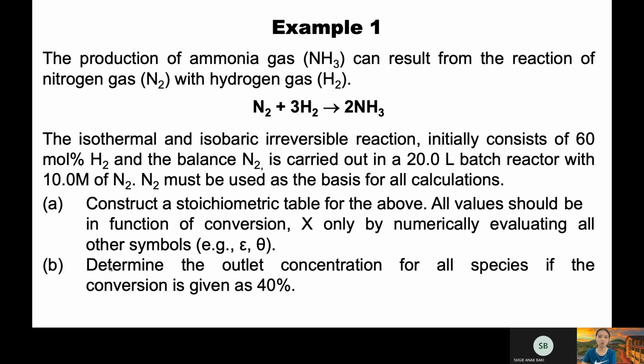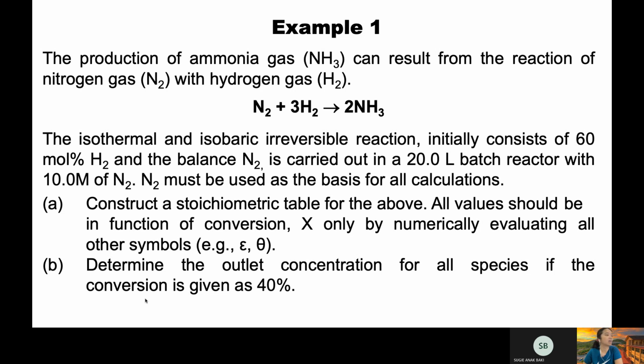Okay. Next, let's go to the question. Dia kata the first question, construct a stoichiometric table. All value should be in function of conversion X only by numerically evaluating all other symbol. So dalam part ini disuruh kita buat table, of which in the table all the symbols must be replaced with numbers except for your X, sebab dia kata in a function of conversion. Maksudnya segala benda dalam table tu dalam bentuk nombor, except for your X, you can leave it as it is. Because nilai X pun dia tak beri. Kalau kita tak tahu conversion, we cannot replace the X value. So the X remains as it is.